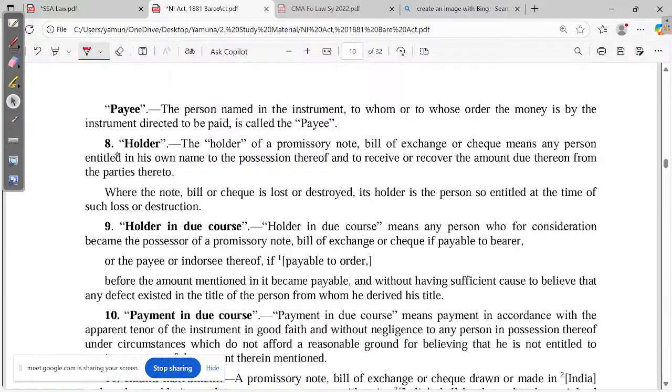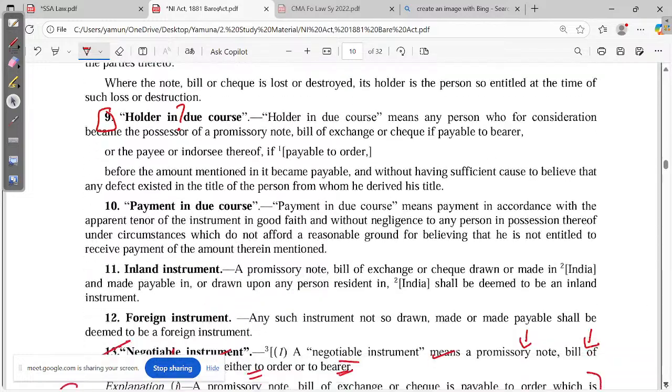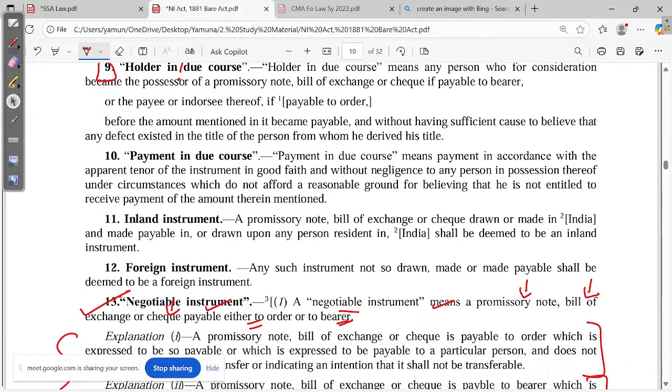Holder and holder in due course. Yes, this is an often repeated question, both at CA Foundation and Inter level. For CMA Foundation, you need not worry because even if there is a twist, it is a topic you can manage. So section 8 is dealing with who do you call as holder. Section 9 is dealing with whom do you call as holder in due course. Okay.